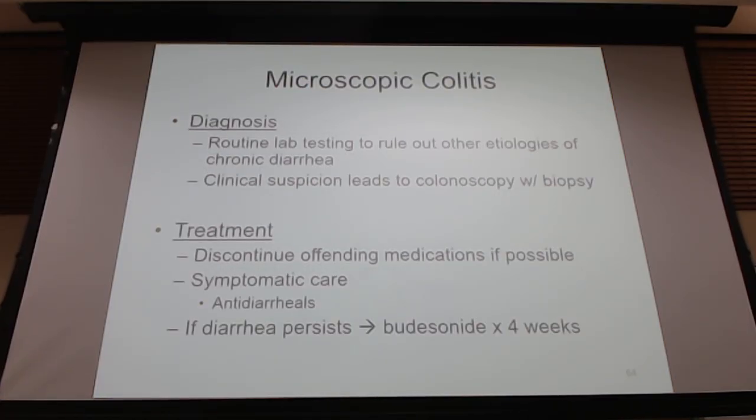Do we want to cast a big net and make sure it's not something else that we're missing? So you can get some lab testing to rule out different things. But ultimately, that colonoscopy needs to happen. They're going to biopsy it just to make sure. Hopefully, we want to figure out and stop that offending medication. Put them on antidiarrheals, which is pretty much loperamide. And potentially, if that diarrhea persists, we do reach for steroids, for 4 weeks.